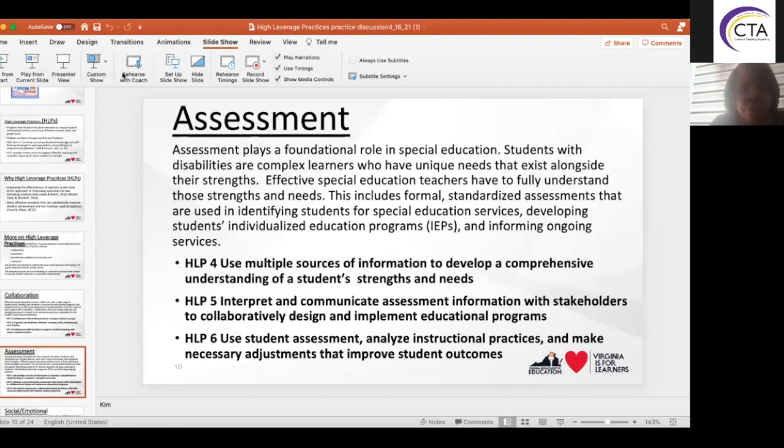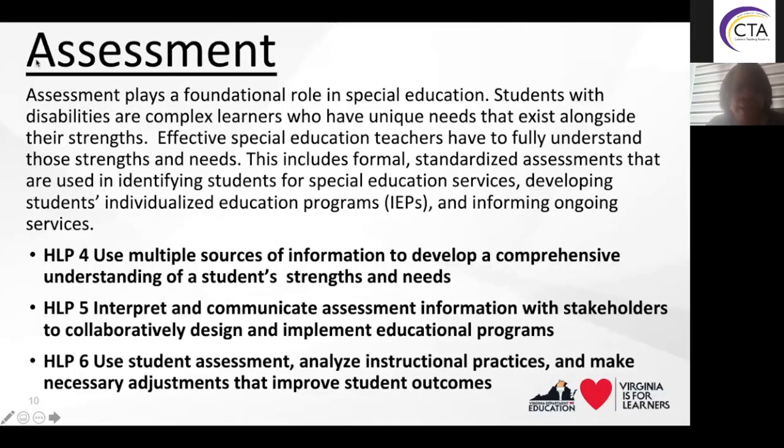Who's going to interpret it? How do we interpret it? And how do we communicate that? And then finally, using that assessment data to adjust our instructional processes. If we find that there are areas in our curriculum that our students aren't getting, that data should tell us, and we should adjust our instructional process.